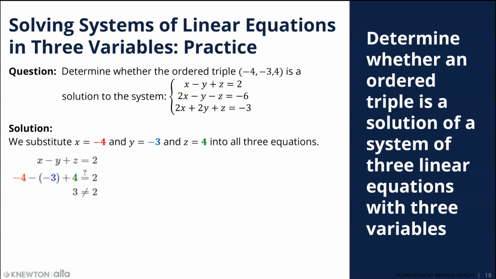So even if you don't complete this, because you already have seen that one equation is not satisfied by this ordered triple, you can go ahead and make the conclusion that this ordered triple here is not a solution to the system of linear equations in 3 variables.